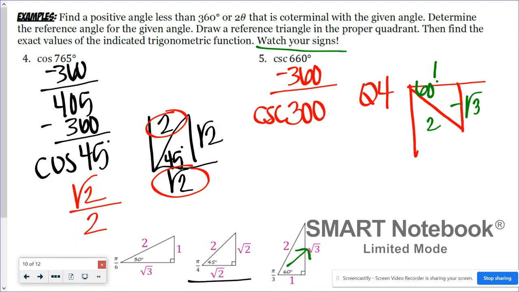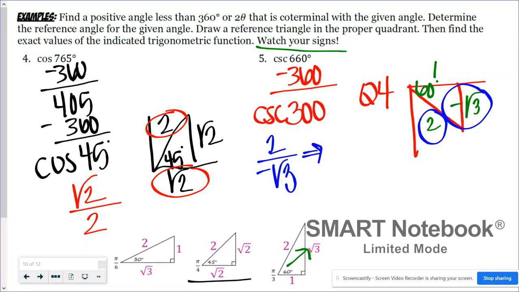We're writing cosecant. Cosecant is the hypotenuse over the opposite. So we're going to have 2 over negative square root of 3, and we are going to rationalize that. So after doing that, we end up with 2 root 3 on top, negative 3 on the bottom. So negative 2 root 3 over 3 is cosecant of 660.